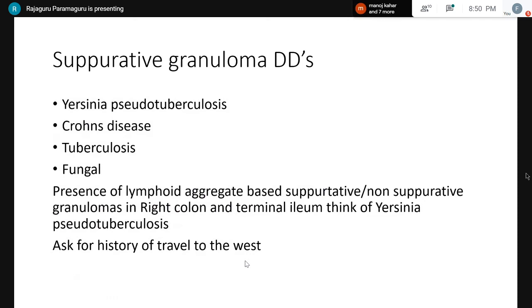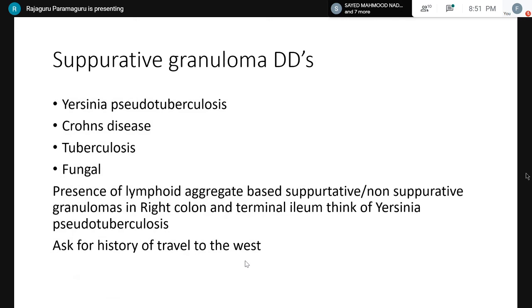So you will have to work up by doing an AFB and then PAS or a GMS to rule out the other infective causes. And for Yersinia, they can perform a PCR, but it is not necessary. We can ask for a history of travel to the West, where Yersinia infection is particularly prevalent. And maybe a course of antibiotics would help these patients. So not all granulomas are Crohn's disease, even if it is suppurative and not caseous.